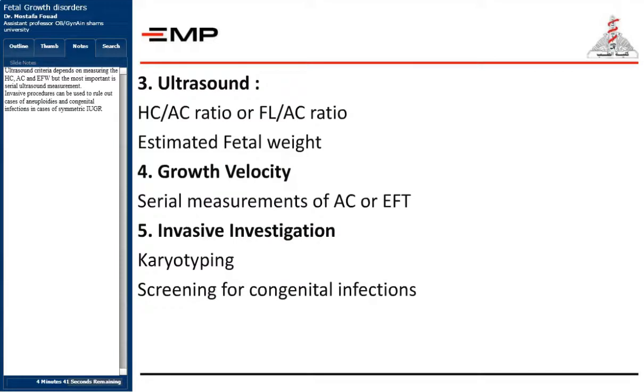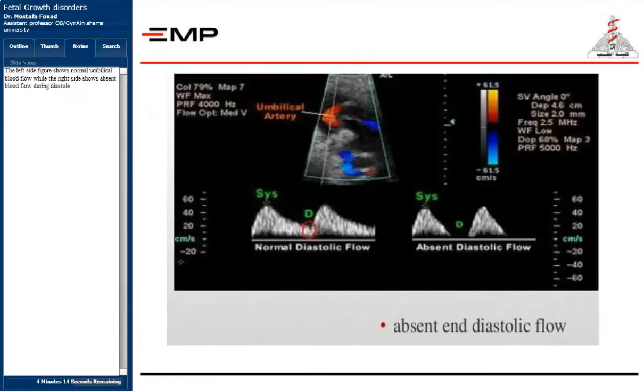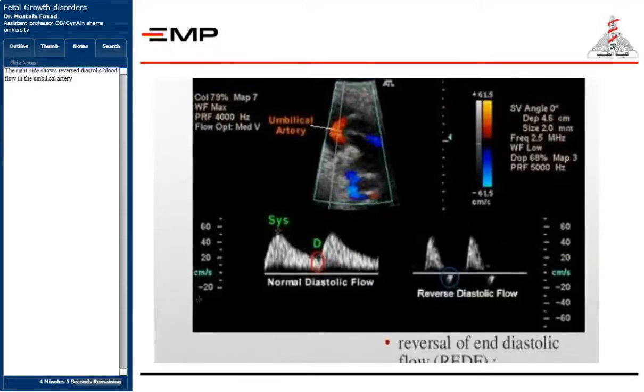Ultrasound criteria depend on measuring the HC, AC, and EFW, but the most important is serial ultrasound measurement. Invasive procedures can be used to rule out cases of aneuploidies and congenital infections in cases of symmetric IUGR. Doppler ultrasound is done to measure umbilical artery Doppler indices, middle cerebral artery and venous Doppler, and the value of each one will be discussed in the face-to-face session. The left side figure shows normal umbilical blood flow while the right side shows absent blood flow during diastole. The right side shows reverse diastolic blood flow in the umbilical artery.